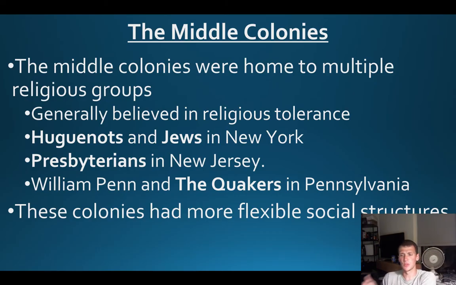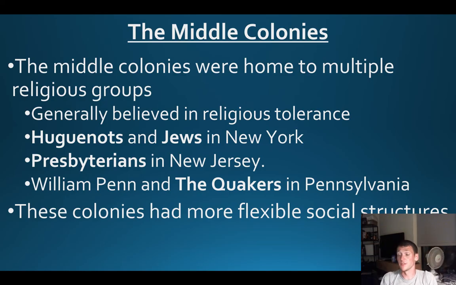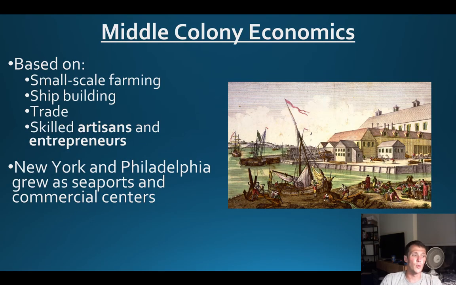As a result of this religious diversity, you're going to have much more flexible social structures, right? In the South, you have social status based off of your family and your wealth, and in the middle colonies, it just doesn't work like that because these people are very different for starters. You also have a different way of life, right? You have these skilled artisans, people that craft things, and these entrepreneurs who make businesses with what they can craft. You also have small scale farming in the middle colonies here.